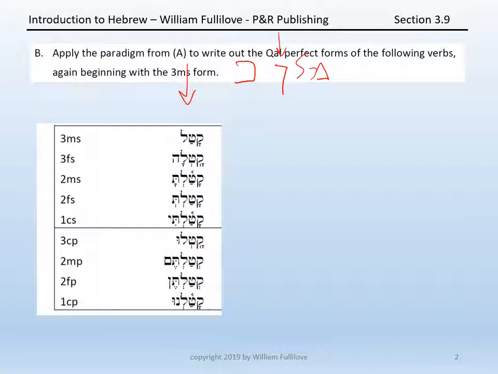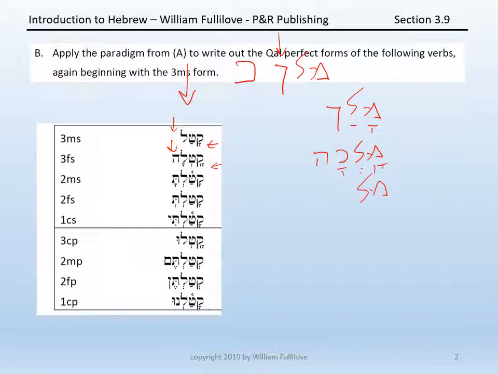So for the third masculine singular, you would begin with malak, and notice that there is no ending, and so all we need to do is copy the vowel pattern. And so he reigned or ruled would simply be malak. The third feminine singular, on the other hand, has an ending in the paradigm, so we need to apply the ending of he, and then we need to apply the vowel pattern: malka. And we would do so forth through the rest of the paradigm.